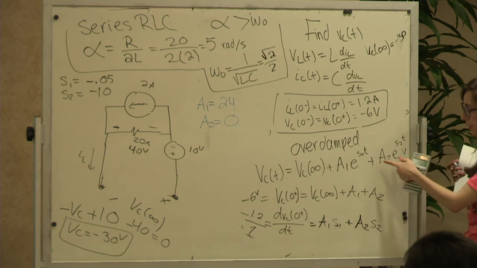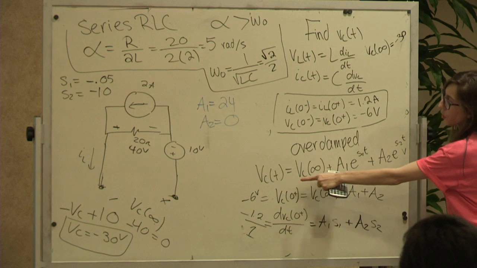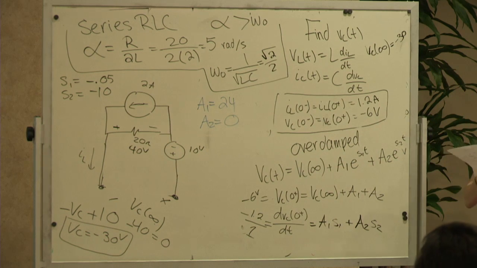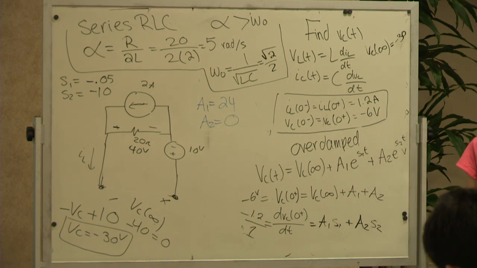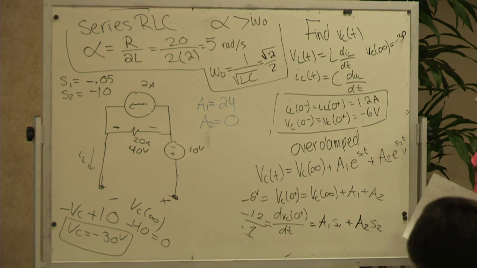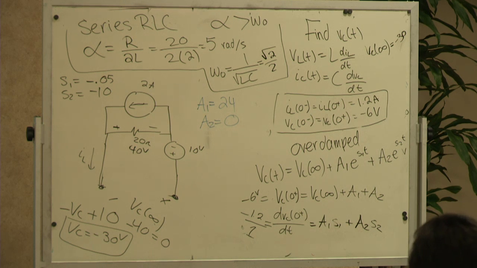There's no tau in this. An S1 and S2, you'd plug that in. You'd plug in the negative 30 volts, and you'd get your VC of t without having to use differential equations. Any questions? No? And if the problem was like, find IC of t as well, derive it, multiply it by C. Okay.